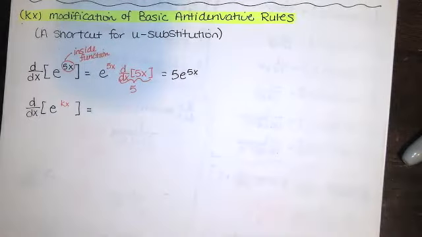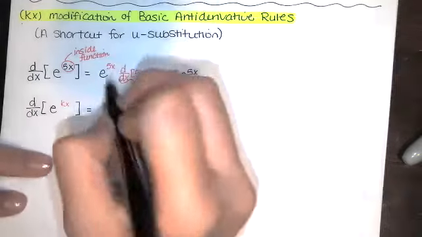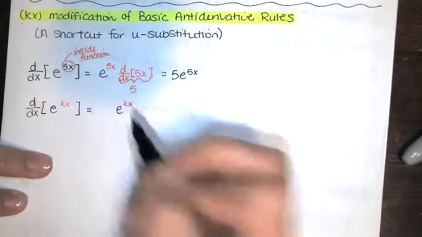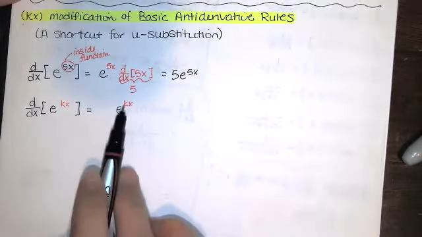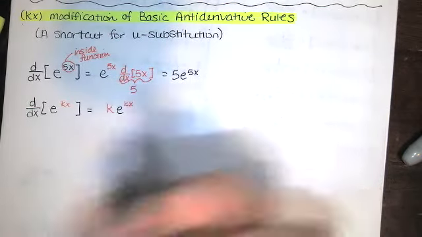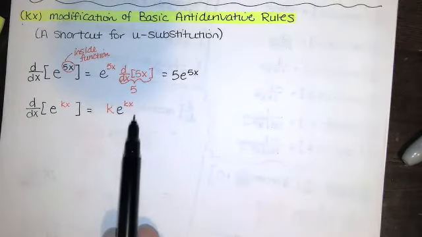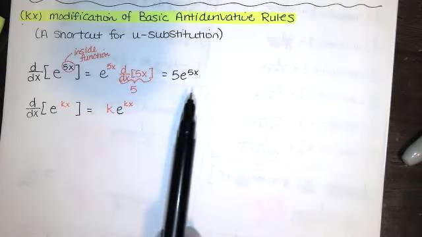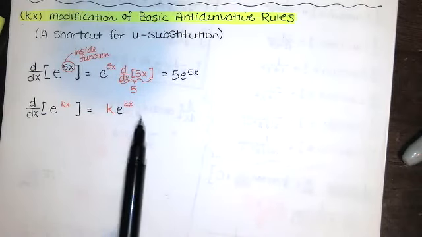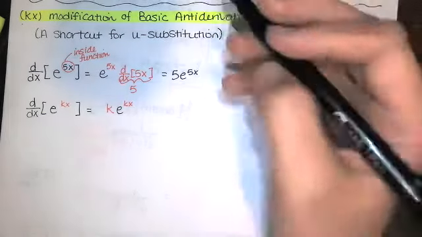Because we get e to the kx times the derivative of the inside by the chain rule, and the derivative of a constant times x is just the constant. Well, if I'm trying to undo that operation, rather than multiplying by the constant like I would due to the chain rule, I have to divide by the constant.